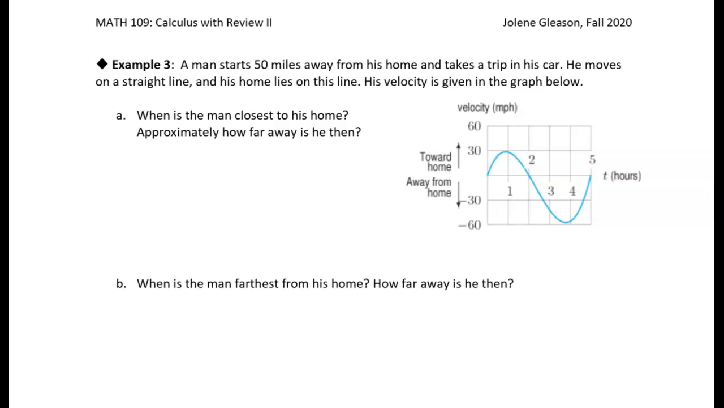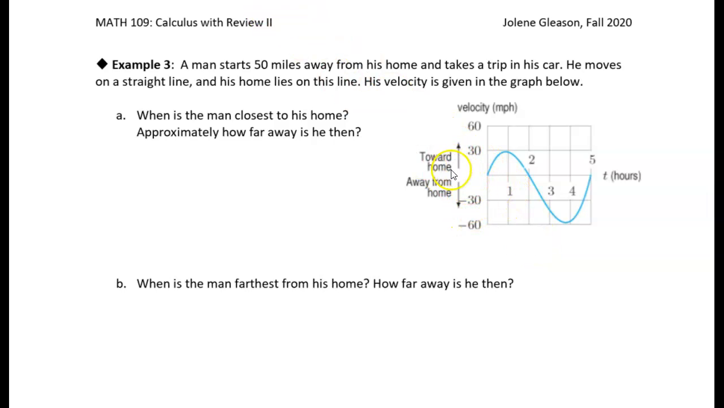All right, in this example, we're told that a man starts 50 miles away from his home and takes a trip in his car. He moves in a straight line, and his home lies on this line. His velocity is given in this graph. All right, so let's take a look at this graph.